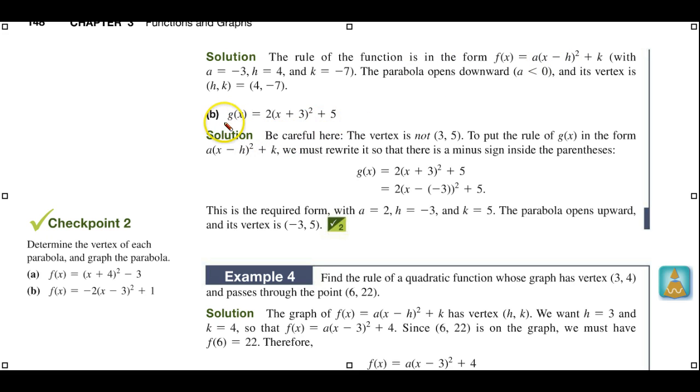Now, as we look at letter B, again, it's in this vertex formula. What will our vertex be? Well, our k value is 5, and our h value is the opposite sign of this, which will be negative 3, and the text goes on to describe why that is so, which we did already on the previous slide. And what is our a value? It is positive, so it opens upwards.